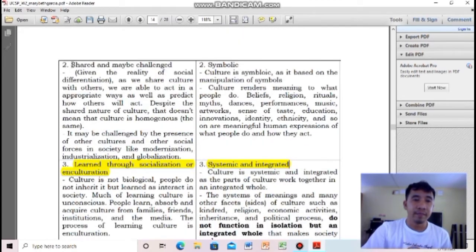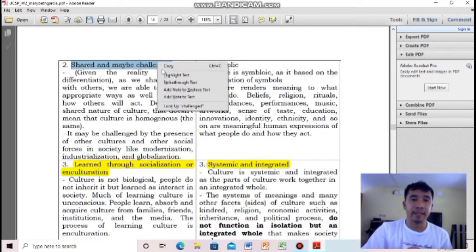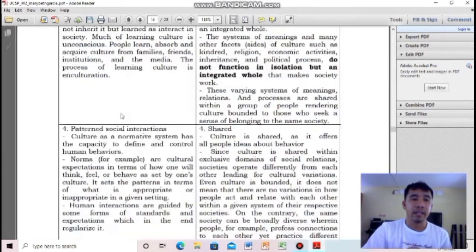Also, it is said that culture is patterned, or patterned social interaction. It is patterned. There are norms, for example, our cultural expectation in terms of how one will think, feel, and behave.